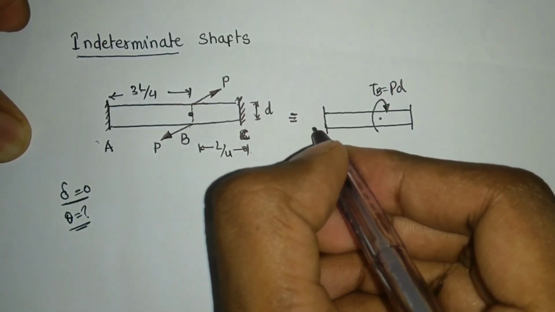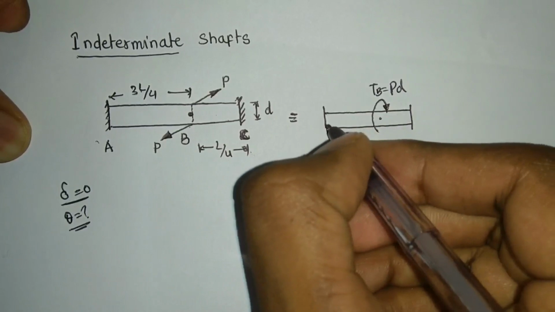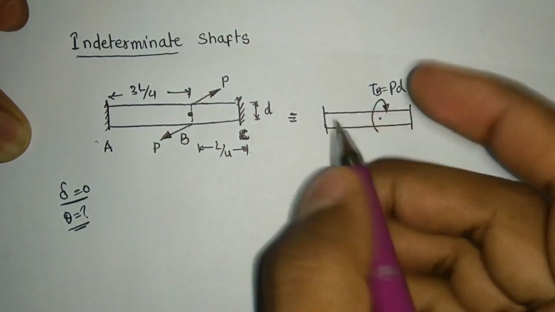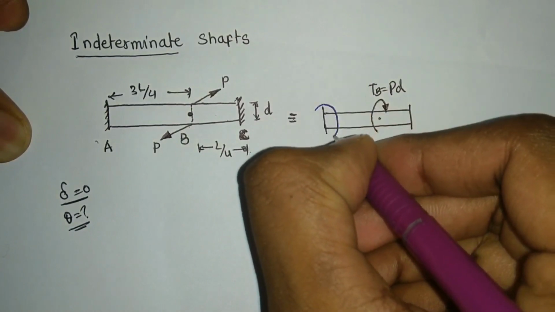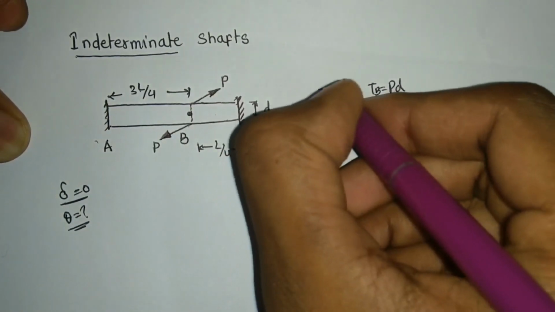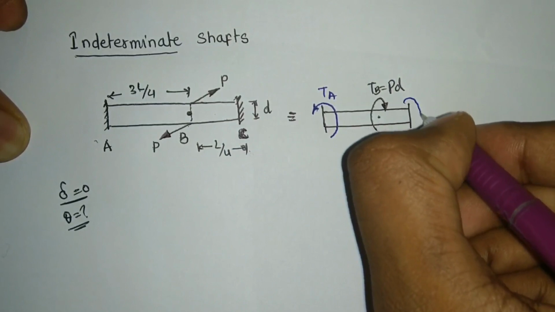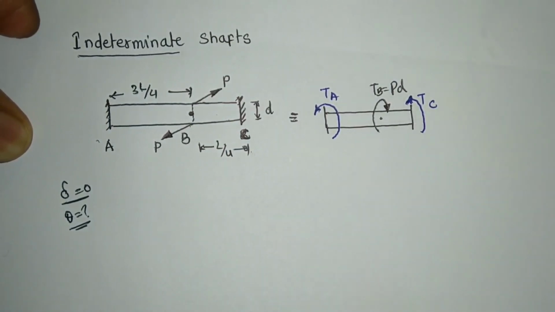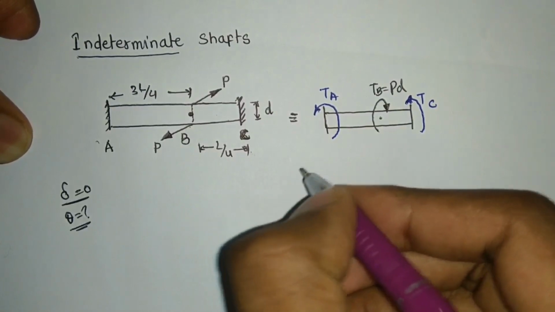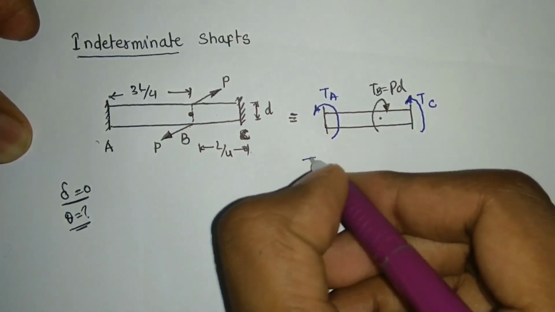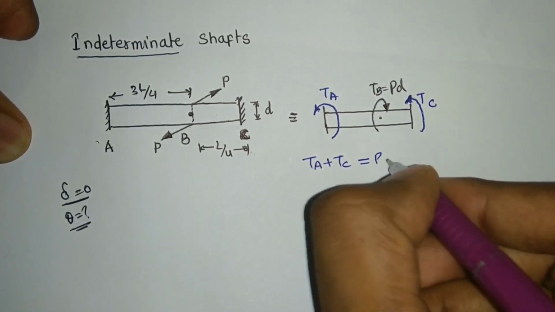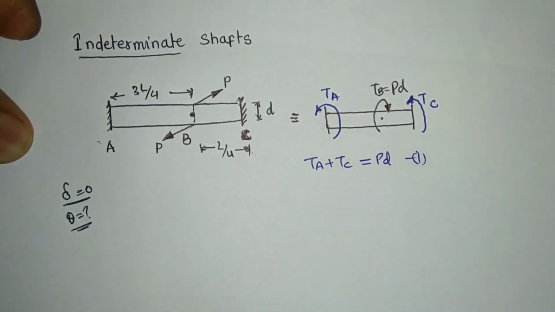Now I don't know the reactions at these two points, so I will simply assume the reactions. Let's say this is my reaction torque TA at A, and there is a value TC at C, and I don't know the values. So first is to do the static equilibrium. Static equilibrium will give me TA plus TC is equal to PD. That is my first equation.